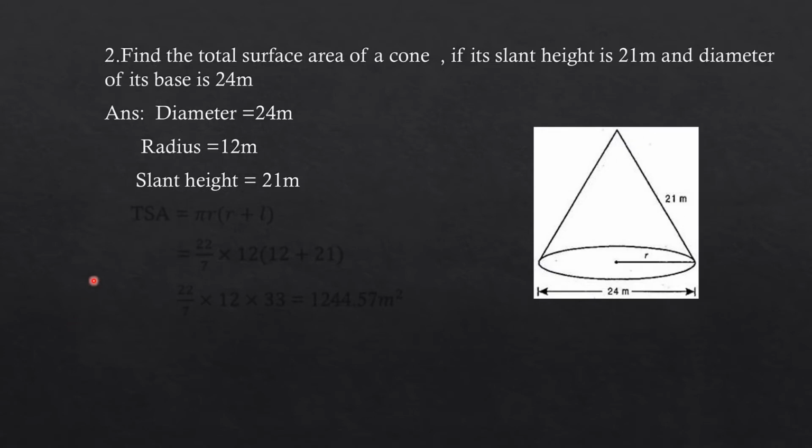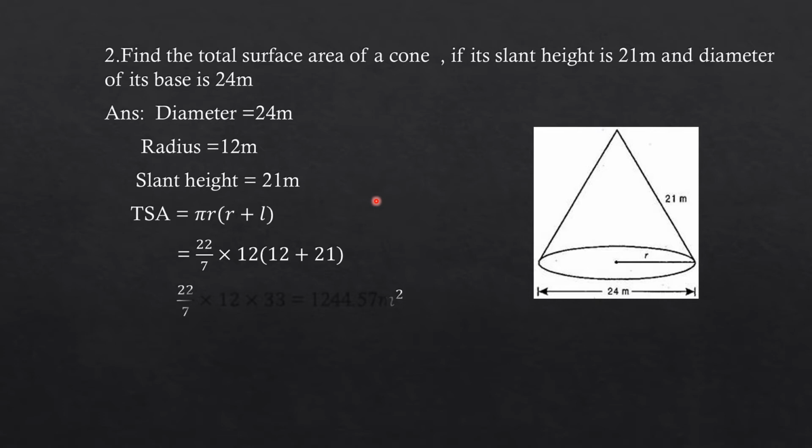Question number 2. Find the total surface area of a cone if its slant height is 21 meter and diameter of the base is 24 meter. Again, diameter is given as 24 meter, therefore we can say radius is equal to 12 meter. Slant height is given 21 meter. TSA, we can see the formula is pi r into r plus l, which is equal to 22 by 7 into 12 into 12 plus 21, which is 22 by 7 into 12 into 33, which is 1244.57 meter square.